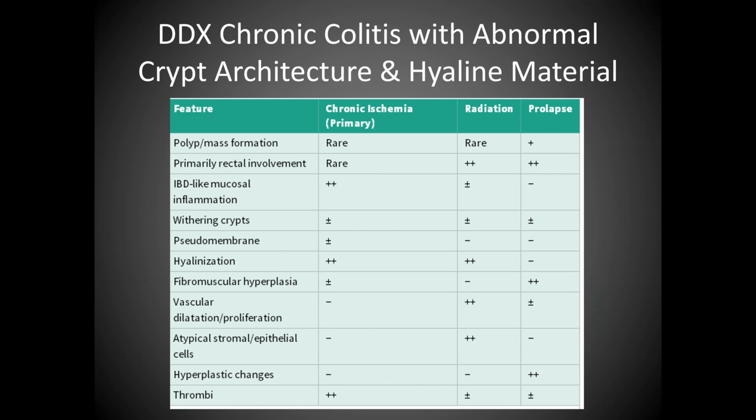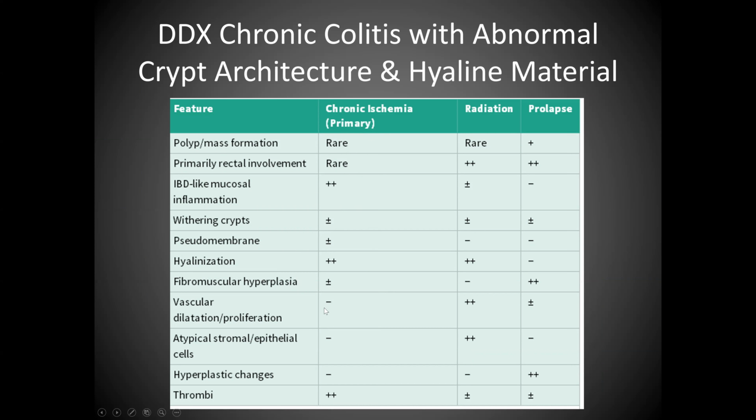One consideration is that we may have IBD, but we might also have things like chronic ischemia, or we might be looking at a radiation-induced change, or we might have a prolapse as well. And so looking at some of these differential features, these are some of the considerations. Now, these should be able to be separated. Chronic ischemia may or may not have withering crypts, but probably would be more likely to have some degree of that. May have more IBD-like inflammation.